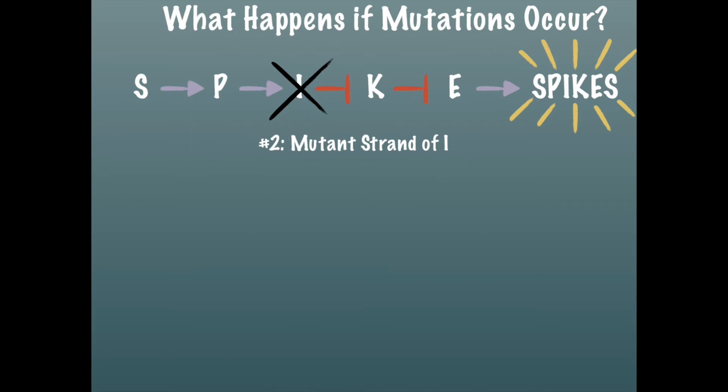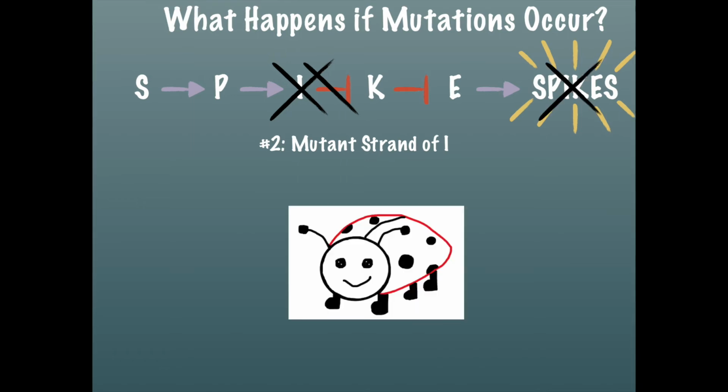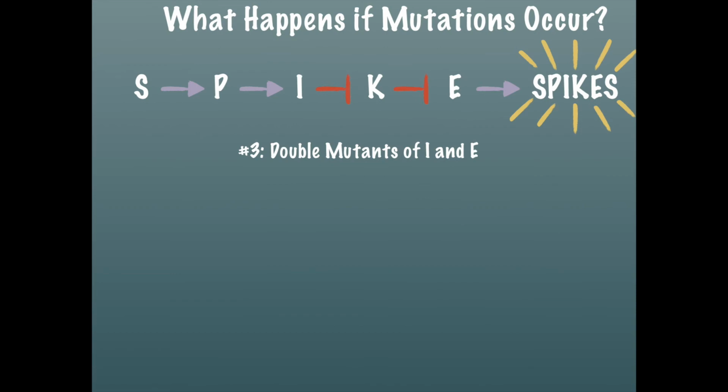For this pathway, I cannot function properly, so the K gene is again not inhibited or repressed, and just like before will result in no spikes, as K will ultimately inhibit the E gene again. What about if 2 genes are mutated? We call this a double mutant, and we'll look into these cases as well.